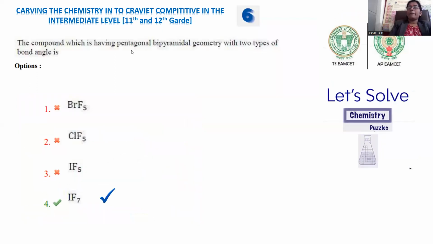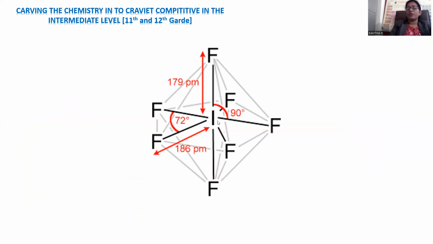The compound which is having pentagonal bipyramidal geometry with two types of bond angles. In order to get the pentagonal bipyramidal geometry, sp3d3 hybridization is required. The required hybridization is sp3d3, which is provided in the IF7 molecule, and we clearly observe in IF7 the pentagonal bipyramidal shape. Five fluorines are in the plane and two fluorines are in the axial positions. Those lying on the plane are called equatorial bonds, and these are called axial bonds. Seven fluorines are around the single iodine. This is called pentagonal bipyramidal sp3d3 hybridization.